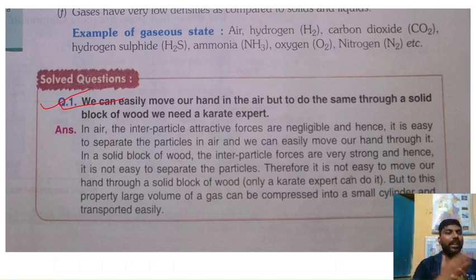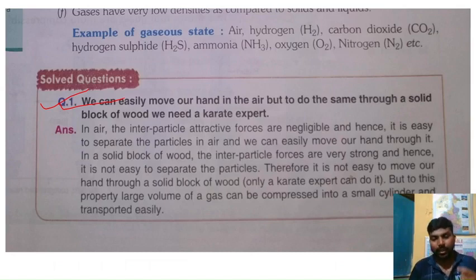Obviously we have to be a karate expert, we have to be Bruce Lee. But why, what is the reason? Simple things you have to remember: the interparticle force is very strong in the solid phase, whereas the interparticle attractive force is very low in the gas, and that is why we can easily move our hand. But when I talk about solid particles, the attractive forces are strong over here, that is why we cannot move our hand easily.